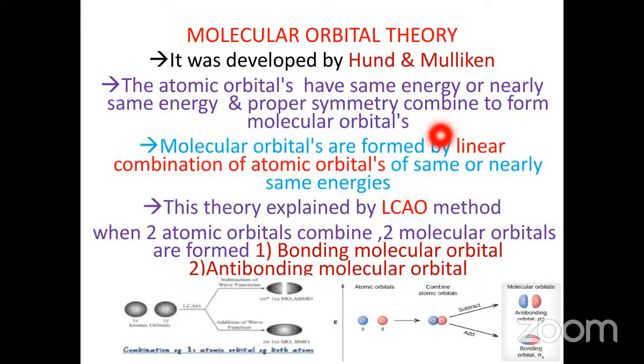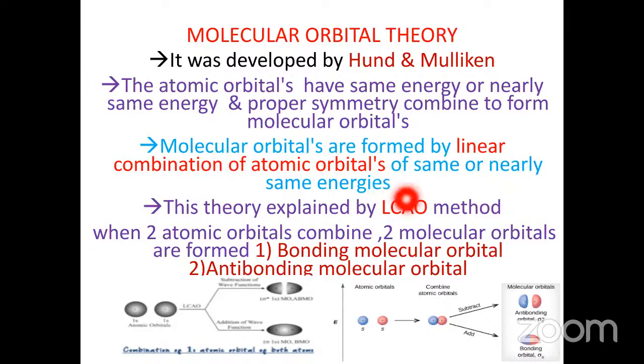Next goes to, let us discuss molecular orbital theory. It was proposed by Hund and Mulliken. In this molecular orbital theory, atomic orbitals having the same or nearly the same energy and proper symmetry combine to form molecular orbitals. That means the molecular orbitals are formed by linear combination of atomic orbitals of the same or nearly the same energies. That means this theory is explained by the LCAO method. What is the LCAO? Linear combination of atomic orbitals.